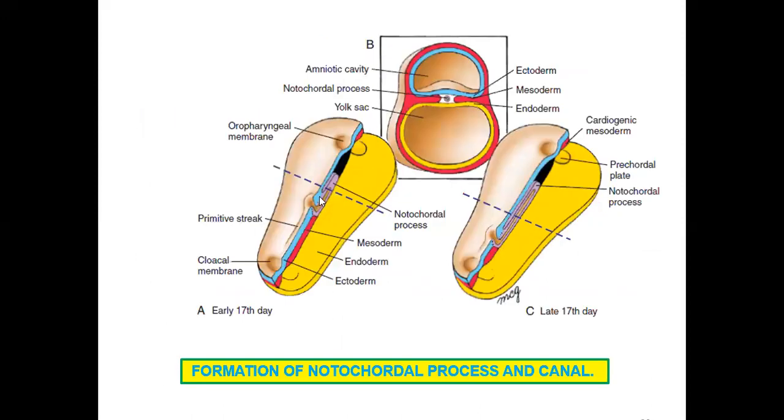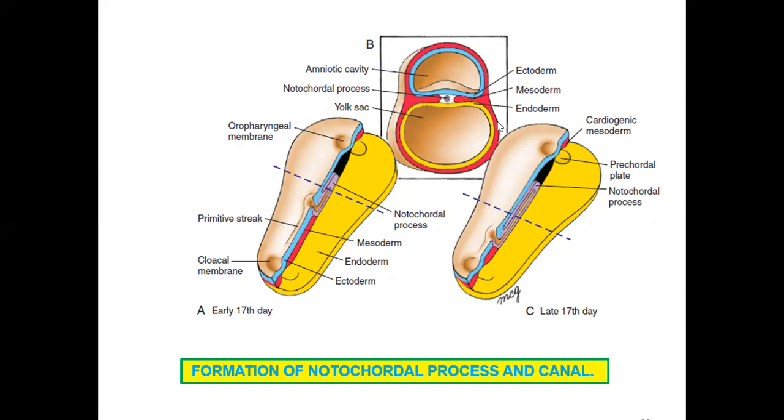So over here you can have a look. This one is the primitive node. These are the prenotochordal cells. They are migrating. Over here, this will be the precaudal plate. So it will organize itself cranial to the primitive node. This will form the notochord. This is the full formation of the notochord.